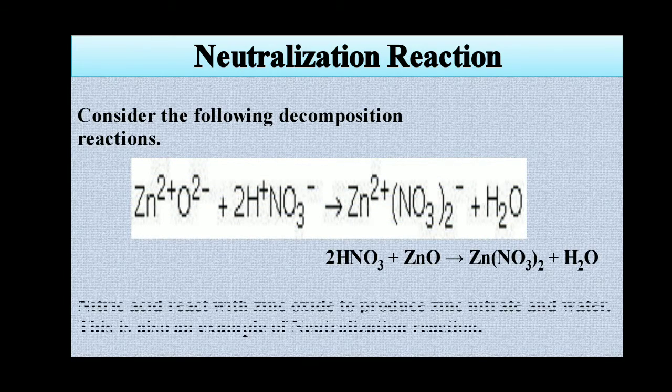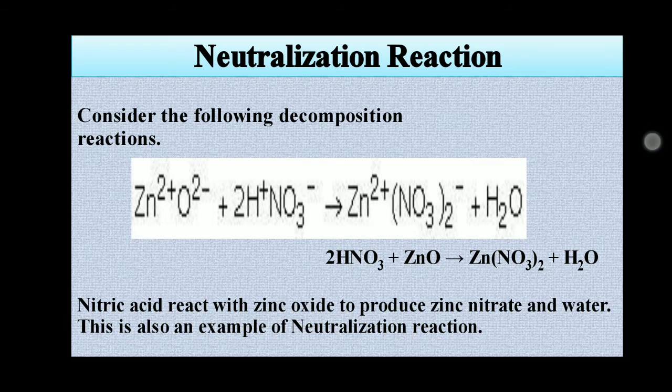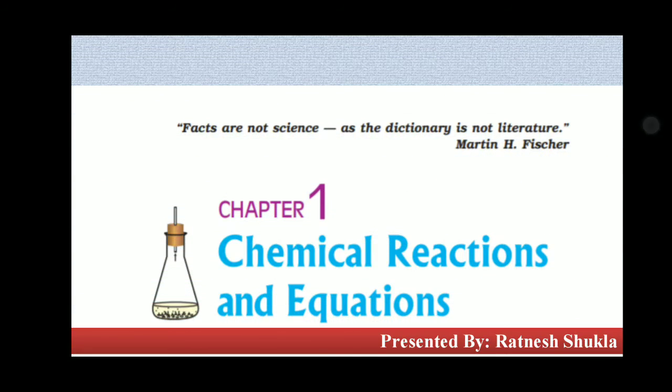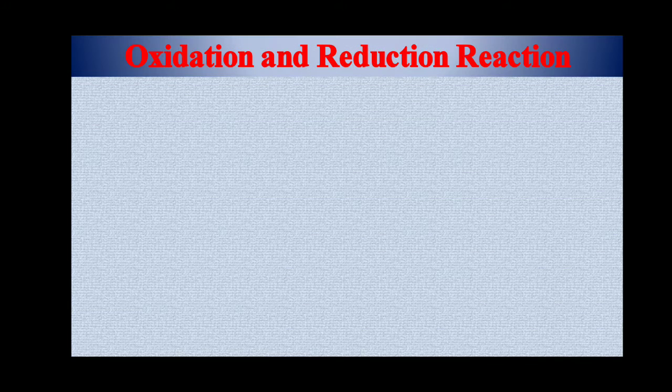Today I am going to explain a new topic, that is another type of chemical reaction. In the previous session I explained different types of chemical reactions like displacement reaction, decomposition reaction, etc. Now in this lecture I am going to explain oxidation and reduction reactions. After that I will explain a redox reaction, that is a combination of oxidation and reduction reactions.